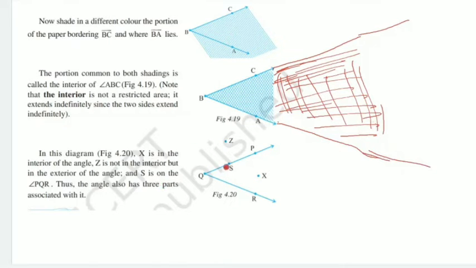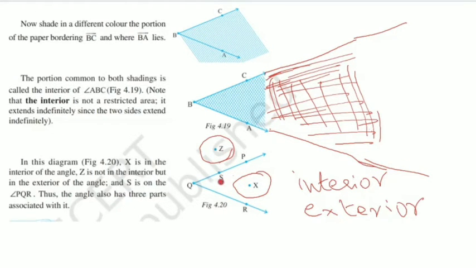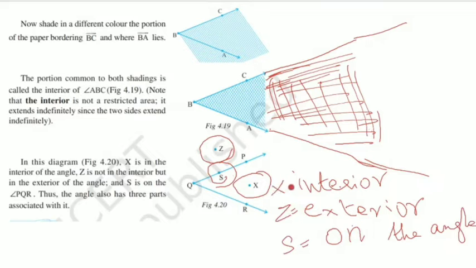The angle has three parts associated with it. If it is lying within the region, it is called interior. Okay. If it is outside, see this point Z is outside this region, so that is called exterior. If this point S is on the angle, it is not interior, it is not exterior, it is on the angle. So S is on the angle, point Z was exterior and point X was interior.